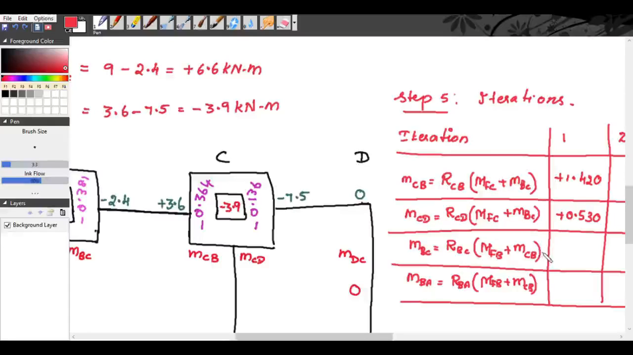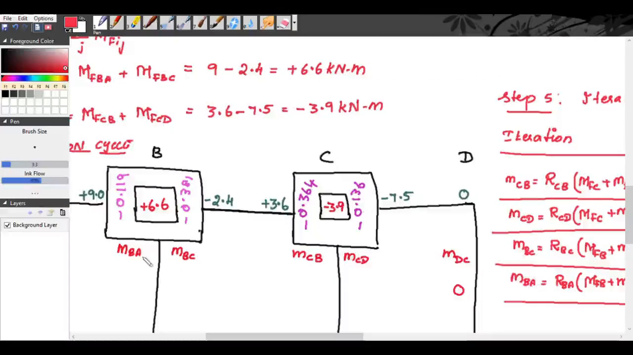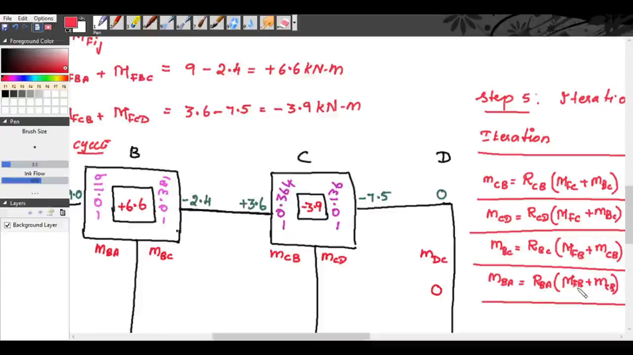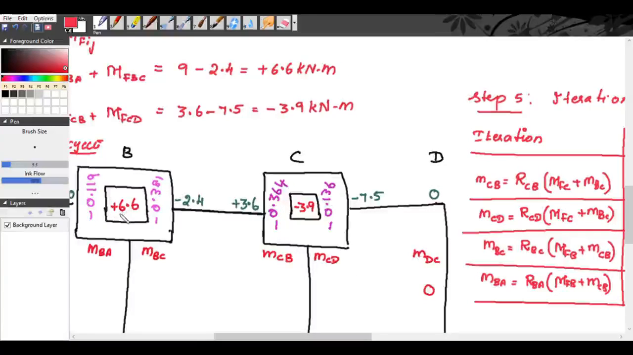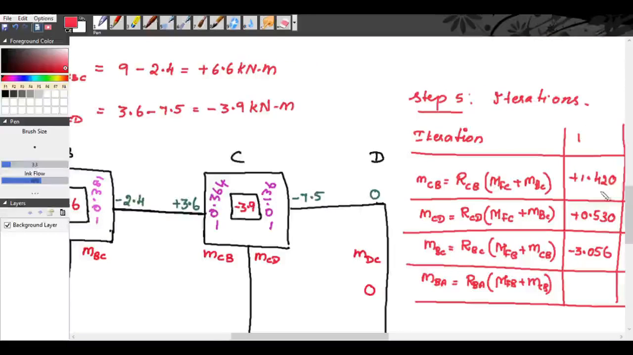So MBC is equal to minus 0.381 multiplied by, this is the restrained moment, plus 6.6 plus MCD, 0.530. So we get MBC as minus 3.054. Now, MBA is here, right? MBA is equal to RBA multiplied by MFB plus MCB. RBA is minus 0.119.